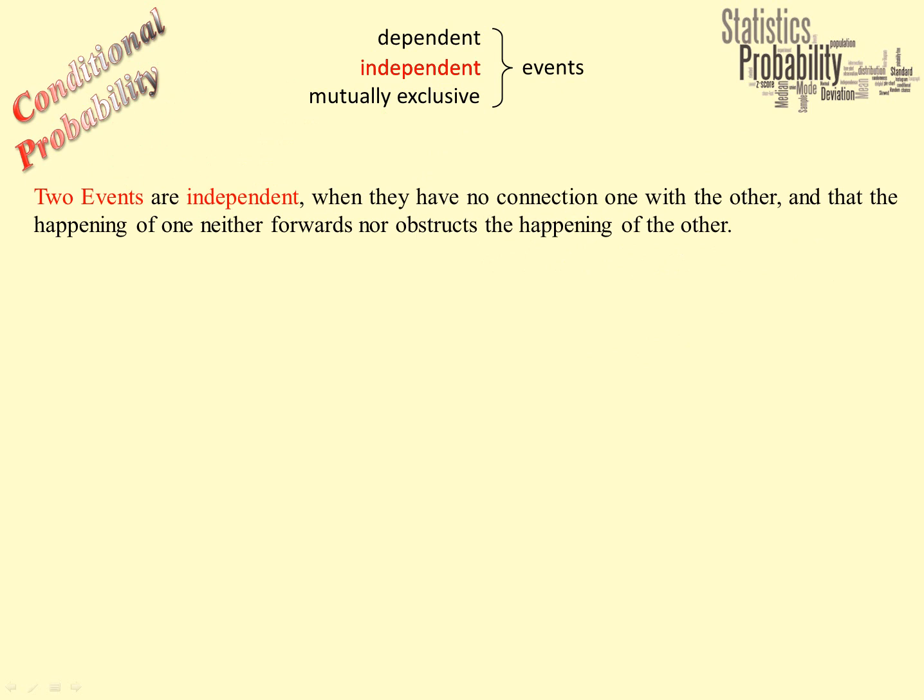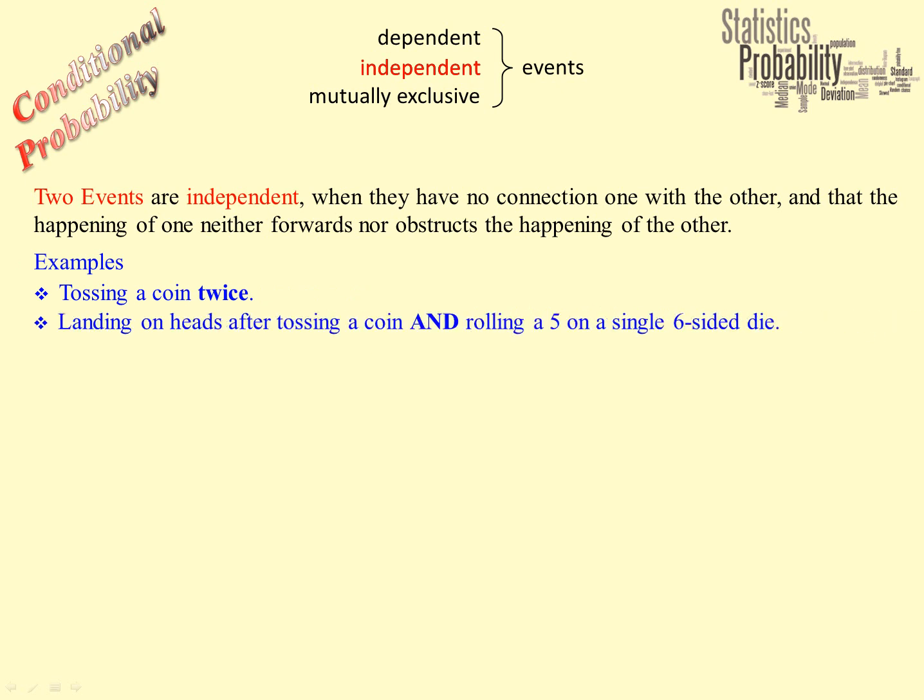So two events are independent if they have no connection with one another, and the happening of one doesn't do anything to the happening of the other one. So it's two events. Tossing a coin twice. Landing on heads after tossing a coin and rolling a 5 on a 6-sided die. Notice two different events. Choosing a marble from a jar and landing on heads after tossing a coin.